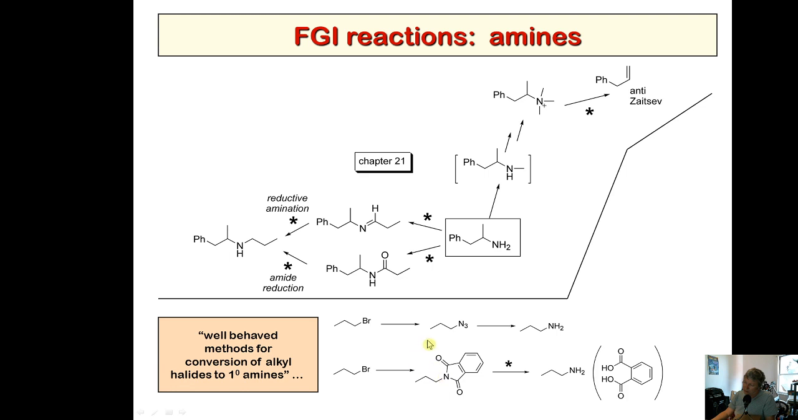In that one, essentially you just react the bromide with this whole right side piece with the N-, right? Good nucleophile, N-, sodium plus. You put that on the arrow, and then that attacks. You get this intermediate, and then it's just amide hydrolysis like crazy. So you hydrolyze two amide linkages with H3O+ and heat. You end up getting the amine and this dicarboxylic acid. Okay, both of these are great, well-behaved ways to convert an alkyl halide to a primary amine.